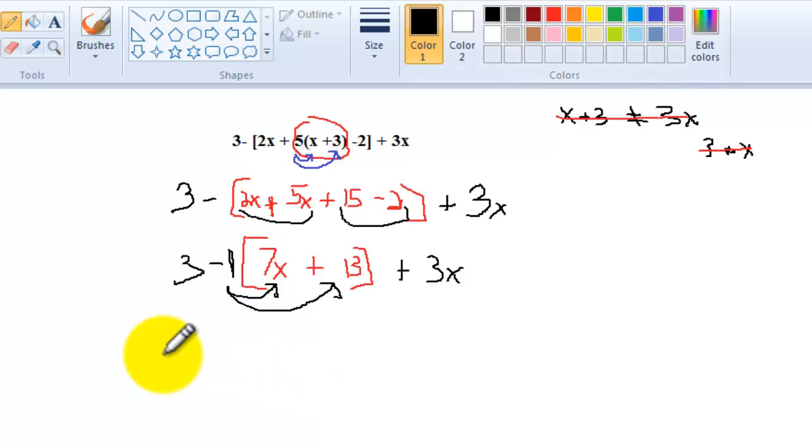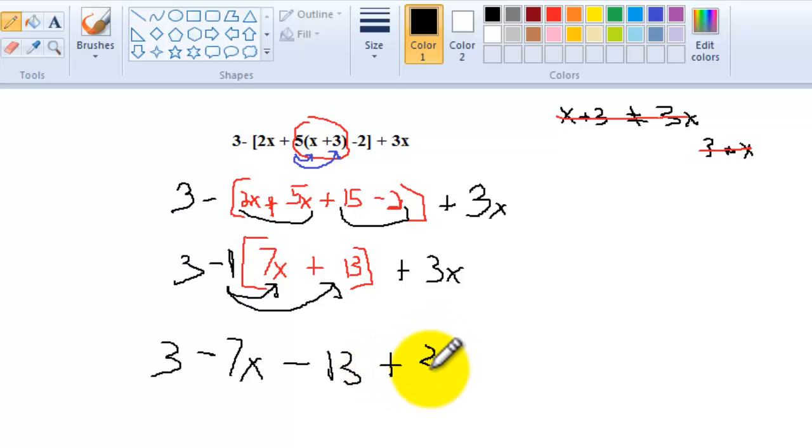And that will give us the 3. It hasn't gone anywhere. Now we do -1 times 7x, which is minus, and we still have the 7x. That didn't change. It's just keeping track of integers. So we multiply -1 times a positive 13, which gives us a minus 13. And this is where things change. Okay, and then you have just the plus 3x. Now we have 3 minus 7x minus 13 plus 3x, so we can combine like terms.